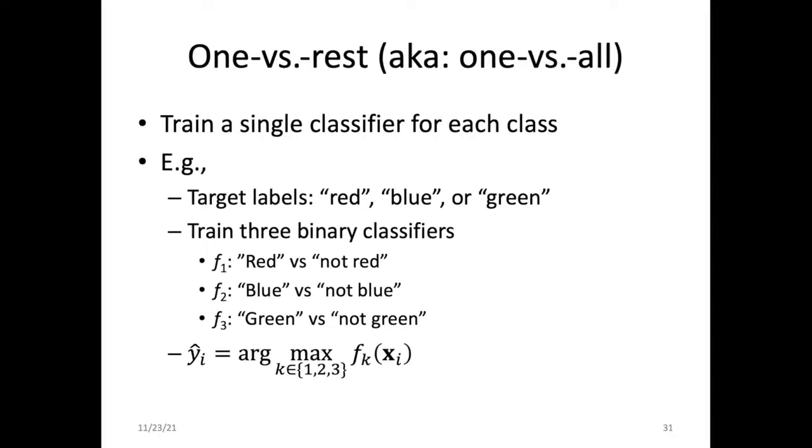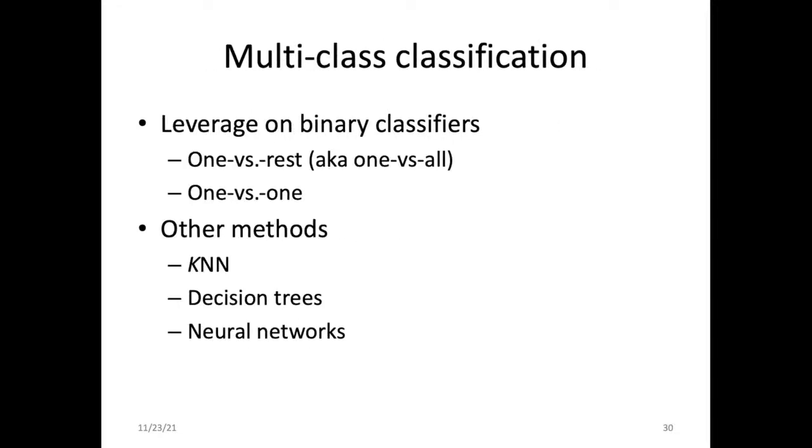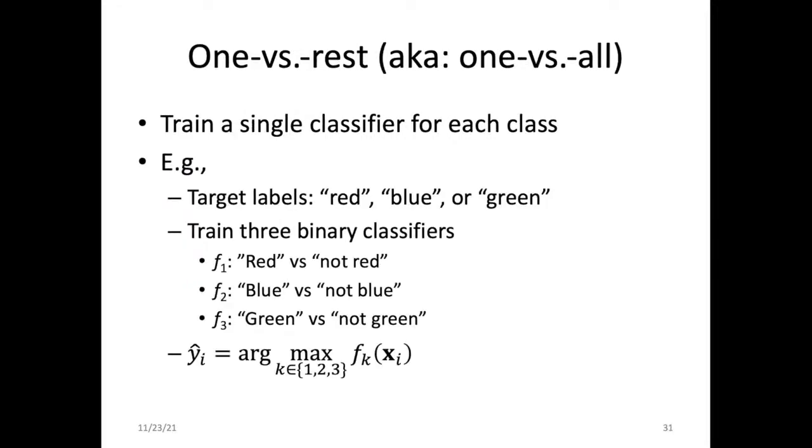Okay, and for multi-class classification, we talked about this already, right? For multi-class, how to apply a binary classifier on multi-class classification. So we have the one versus rest and the one versus one method. So we talked about this already, so I'll skip these slides.